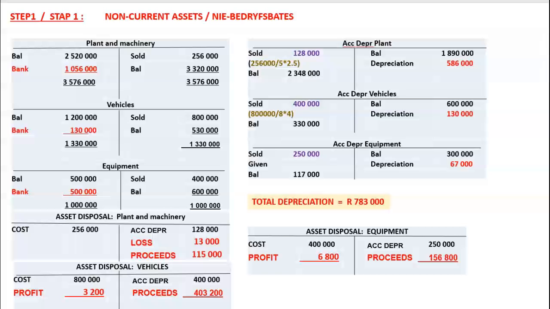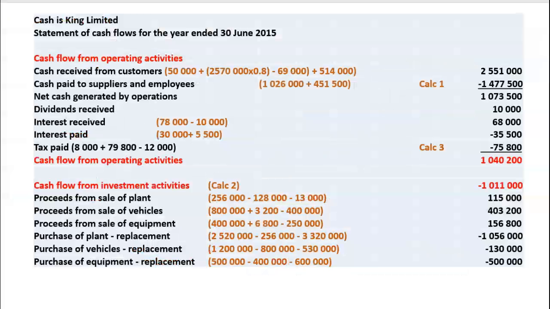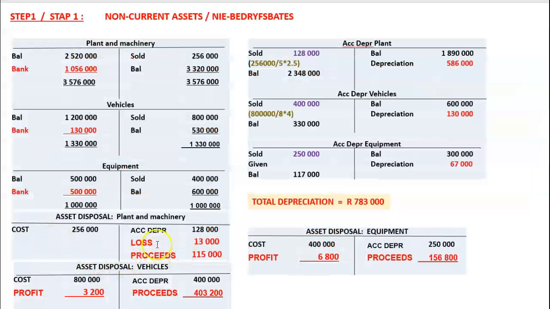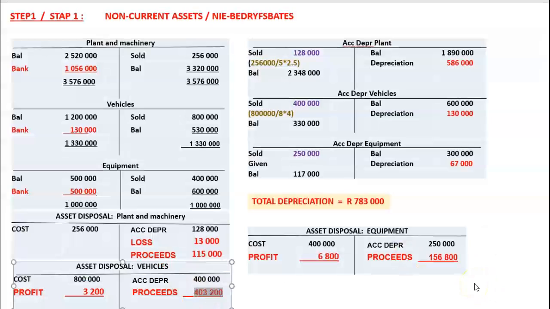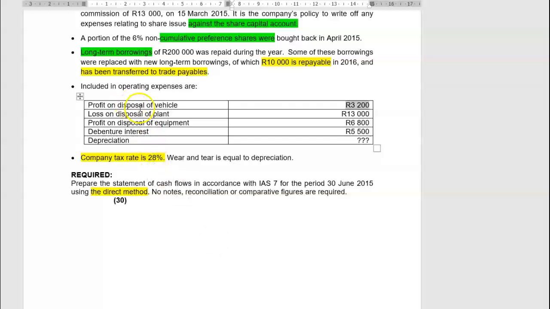And you can go and park it immediately in your cash flow statement. Cash flow from investing activities. Proceeds on the sale of the vehicles, that was 403,200 rand. Go back to that account. Here's the vehicles proceeds, 403,200 rand, and you can park it. Good. Loss on the disposal of plant, 13,000.